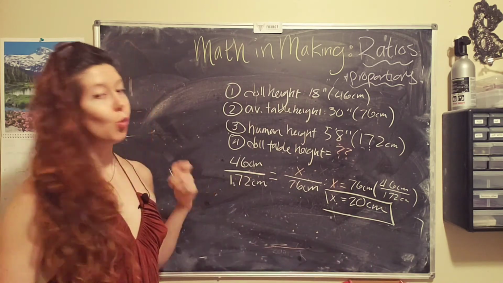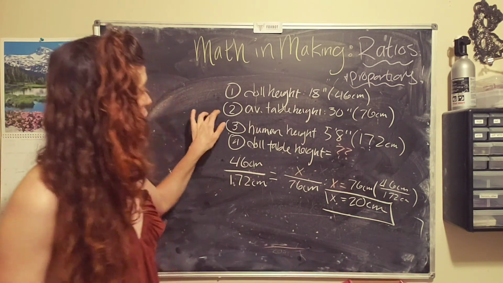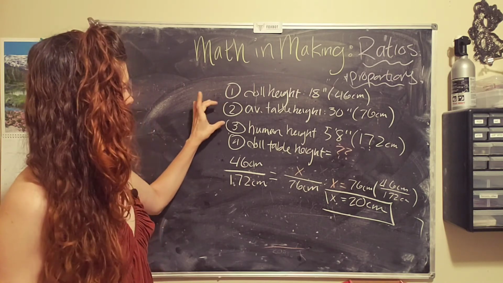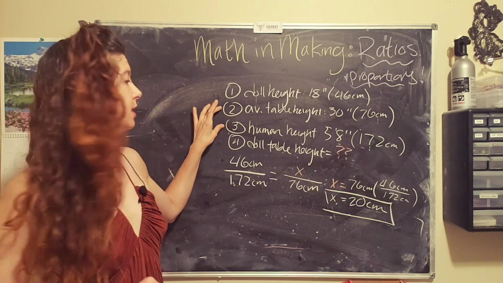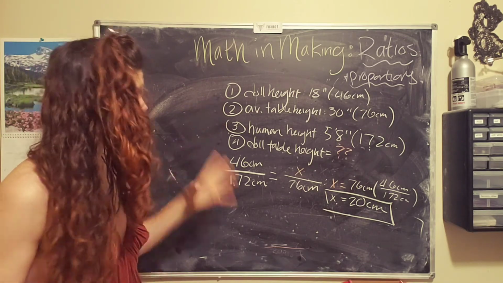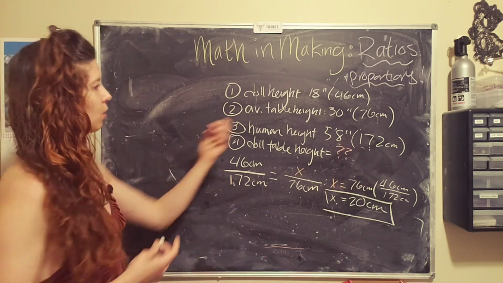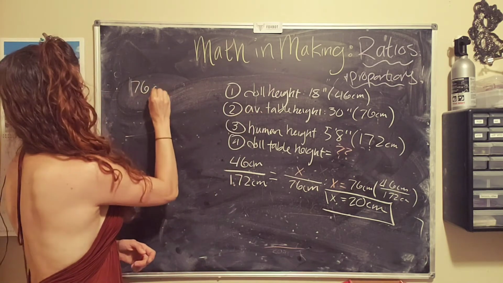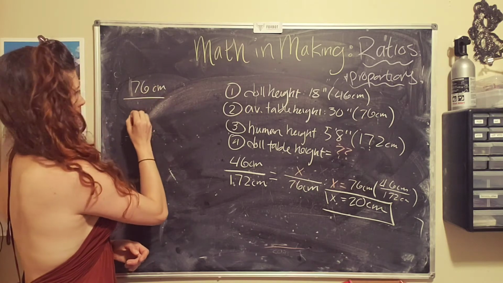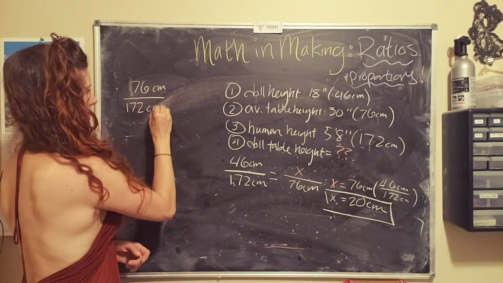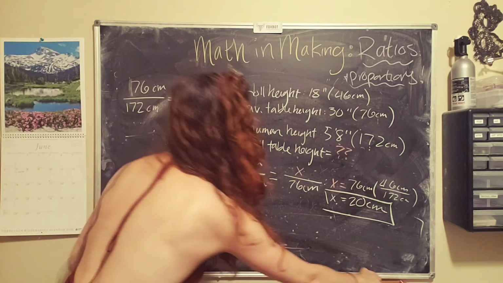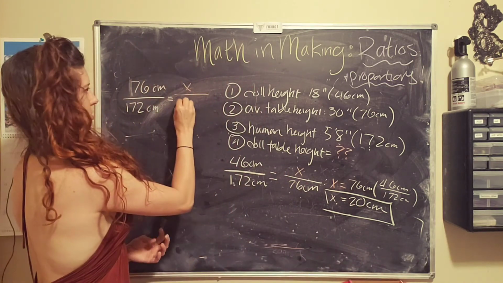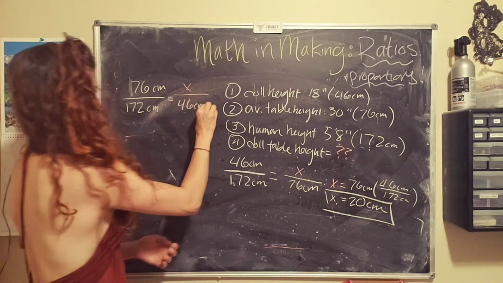There are multiple ways to do ratios. You also could do the table height ratios. Sorry, the human table height to human height ratio and the doll height to the doll table height. So what that would look like is the human table height, 76 centimeters, divided by the human height, 172 centimeters, equals the doll table height, which is our unknown, to the doll height.